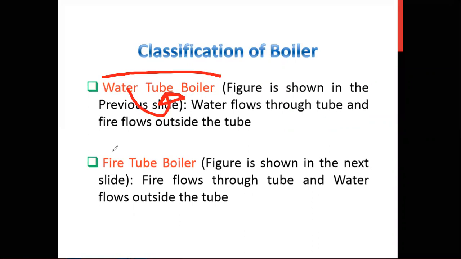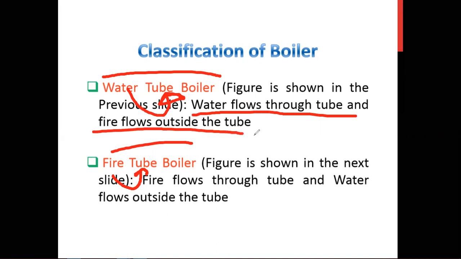And fire tube boiler, that means fire inside the tube. It is not possible to fire inside the tube. Basically hot gas inside the tube and water outside the tube. That is fire tube boiler. You say that in the water tube boiler, water flows through the tube. That means inside the tube the water flows, and the fire flows outside the tube.